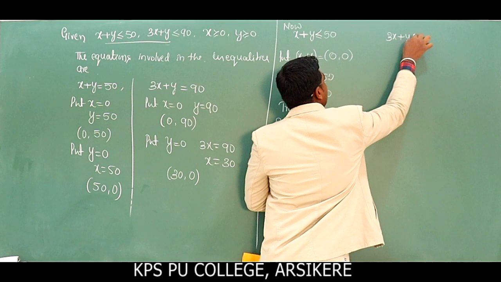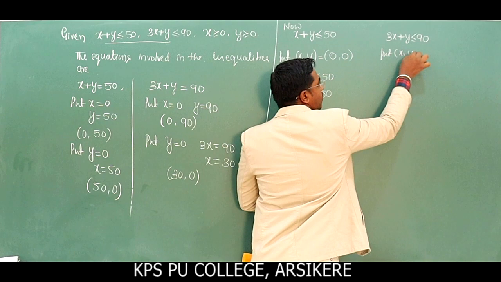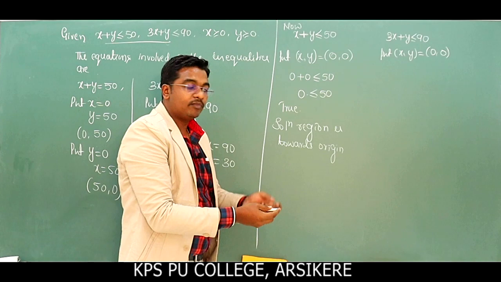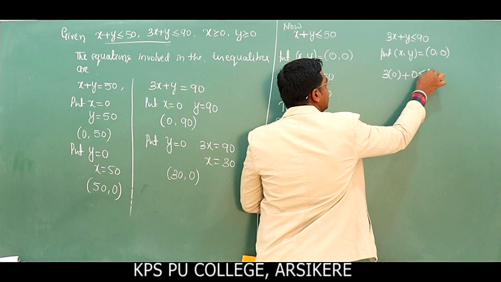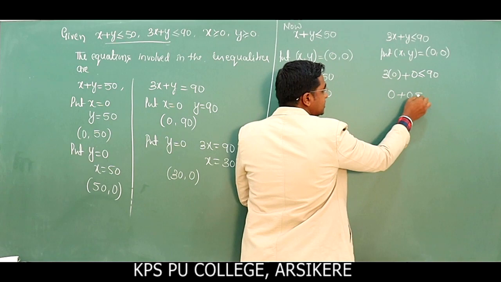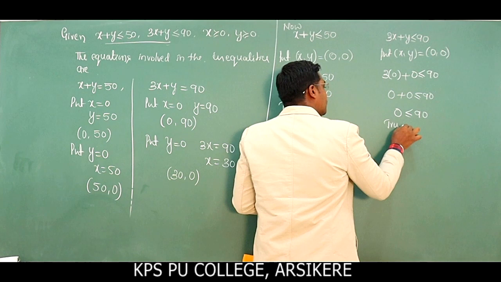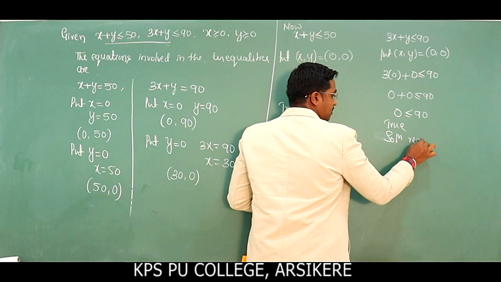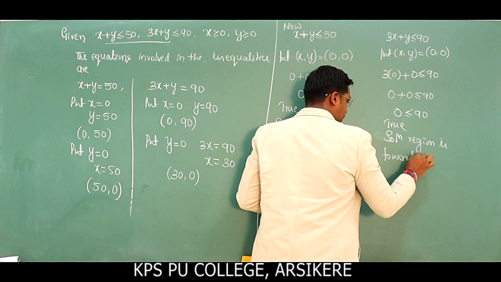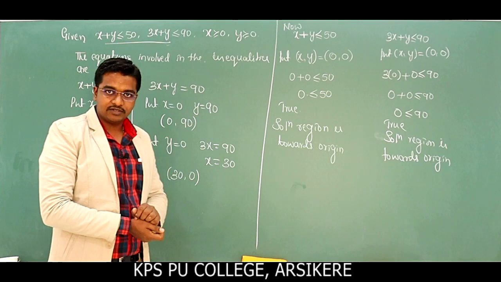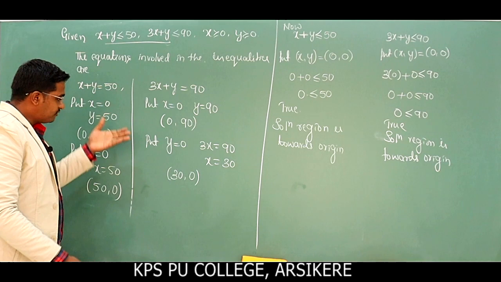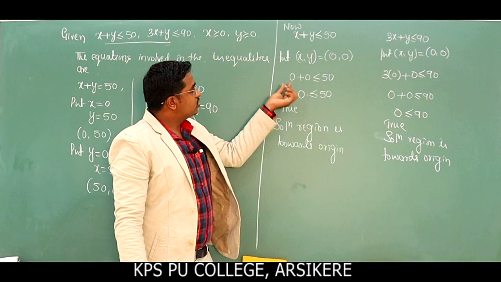Similarly, put x comma y is equal to 0 comma 0. Clear? Substitute x is equal to 0 and y is equal to 0. So what do we obtain here? 3 into 0 is 0, plus again 0, less than or equal to 90. This is nothing but 0 less than or equal to 90. So obviously 0 is less than 90, so this inequality is true. Hence the solution region is towards the origin. So one part of the problem is clear. We are finding the points on the x as well as the y axis, then finding the solution region, whether towards the origin or not. Clear? Okay. So next we draw the graph.